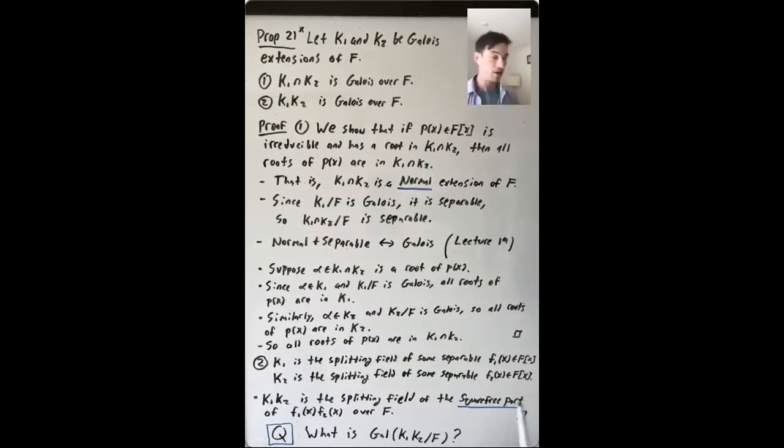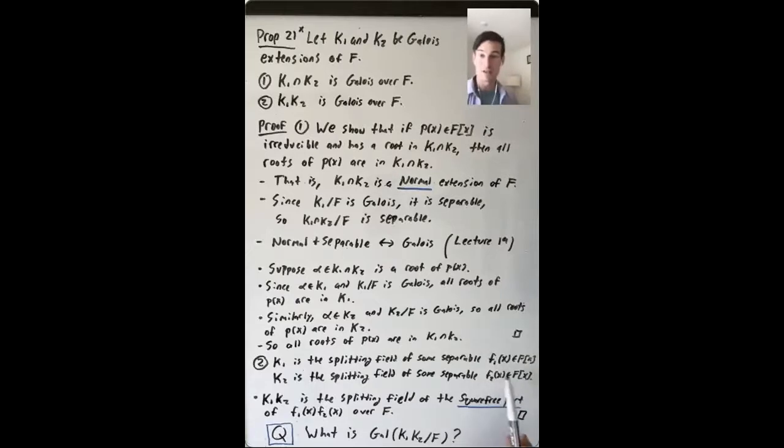We have to take the square free part because we want this product to have distinct roots in a splitting field. We want this polynomial to be separable. So we'll take the square free part. This is something that we've already seen, like in the proof of theorem 13, for example. And why is this the splitting field? Well, think about where K1 comes from. It is F adjoin all of the roots of this polynomial, F1 of x. K2 is F adjoin all of the roots of this polynomial, F2 of x.